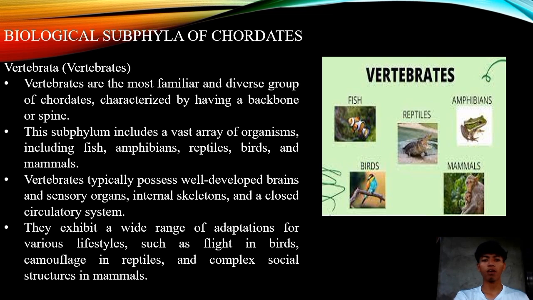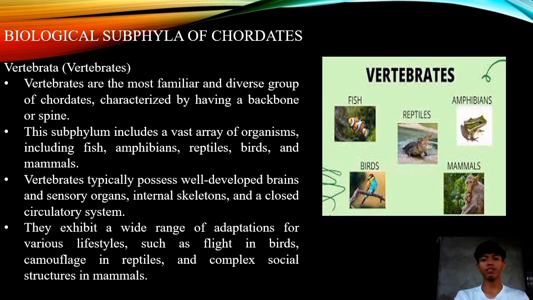Vertebrates also have a closed circulatory system, meaning their blood is contained within vessels and circulated throughout the body. This system efficiently transports oxygen, nutrients, hormones, and waste products to and from cells, supporting metabolic processes and homeostasis.